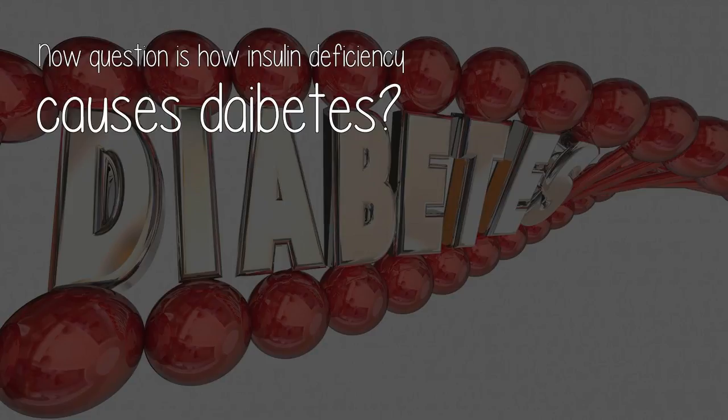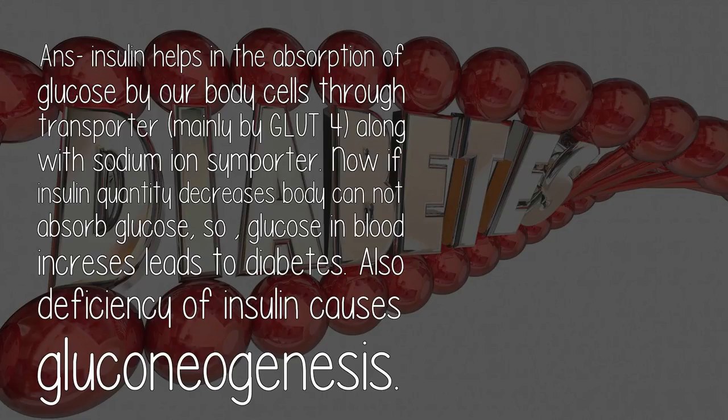Now the question is how insulin deficiency causes diabetes. Insulin helps in the absorption of glucose by our body cells through transporters, mainly GLUT4, along with the sodium ion symporter. Now if insulin quantity decreases, the body cannot absorb glucose, so glucose in the blood increases, which leads to diabetes. Also, deficiency of insulin causes gluconeogenesis.